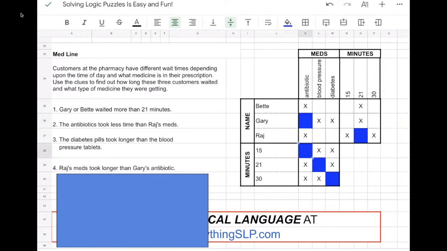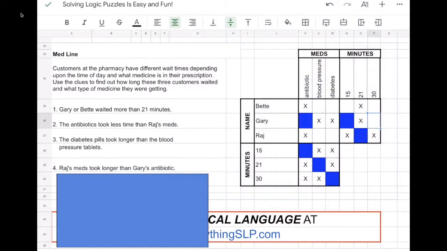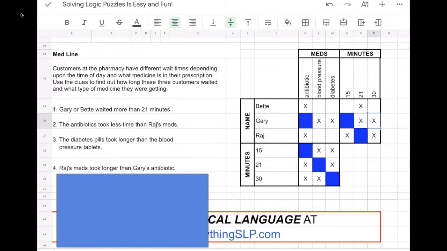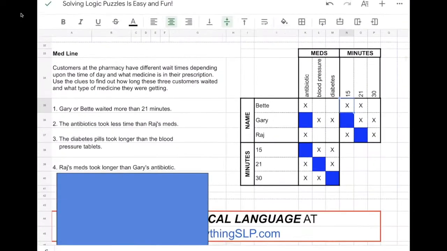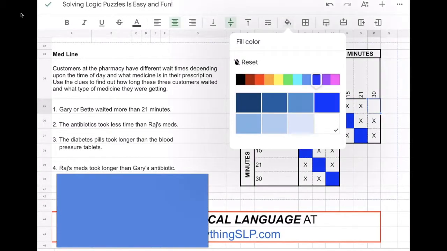Gary is 15. We can cross-reference now and fill in more of the information that has to match up in our cross-referencing. Okay. I eliminated that option, and that eliminated this option. And that leaves us with just one more here. So we'll fill that in.